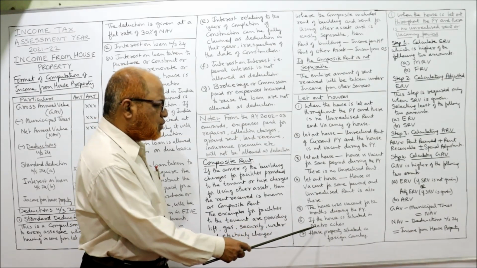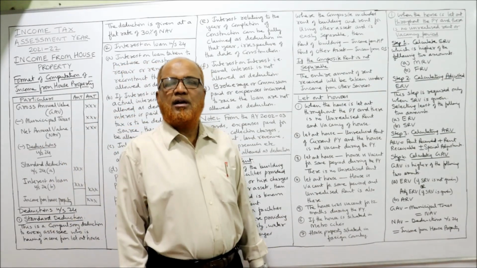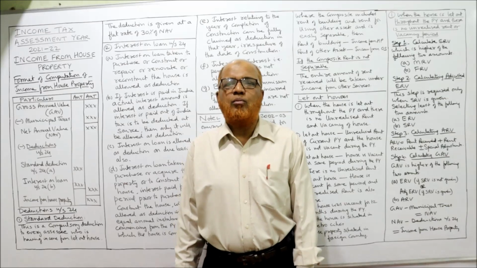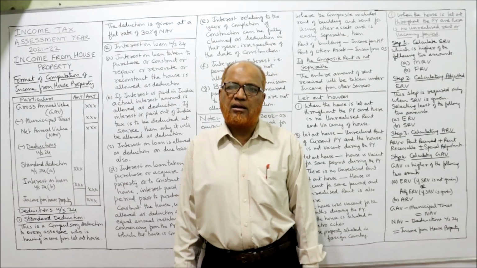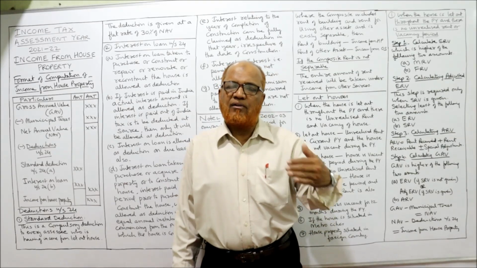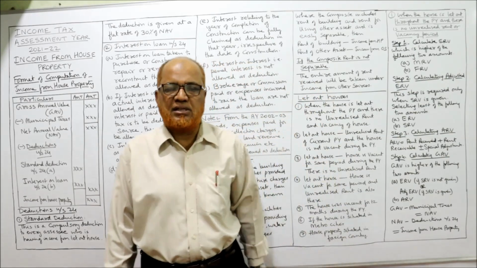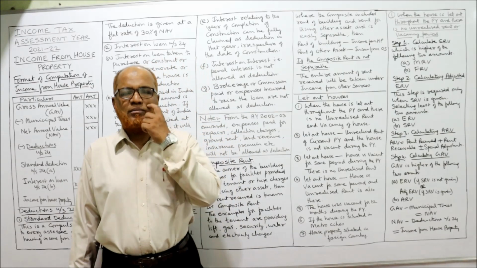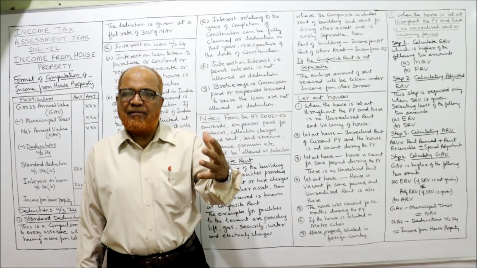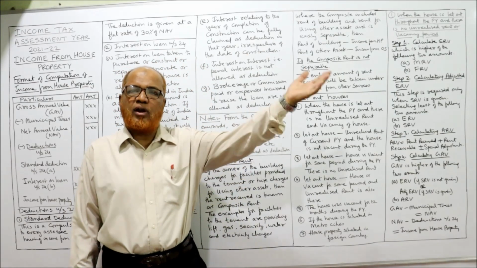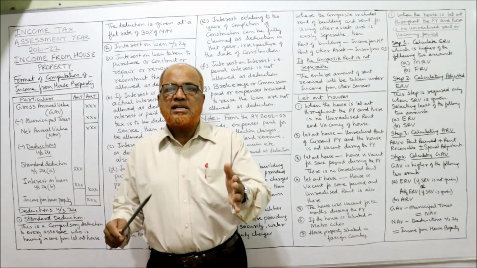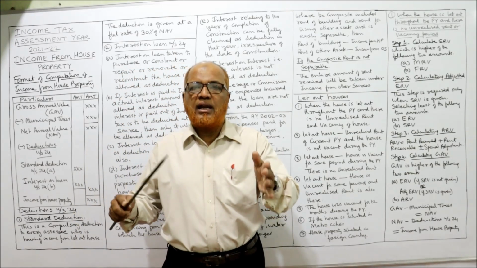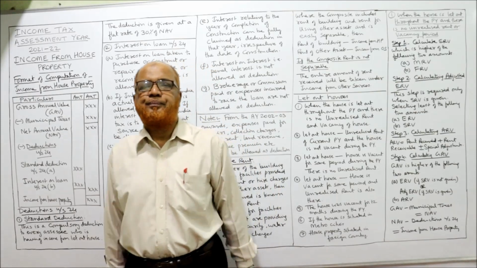Sixth, if the house is situated in metro cities. In India, the metro cities are Mumbai, Delhi, Kolkata, Chennai. So what is the rule? How to compute the income from house property in metropolitan cities? Then seventh, the house property is situated in a foreign country. Sometimes an assessee has a house property in a foreign country, but his residential status is ordinarily resident in India.